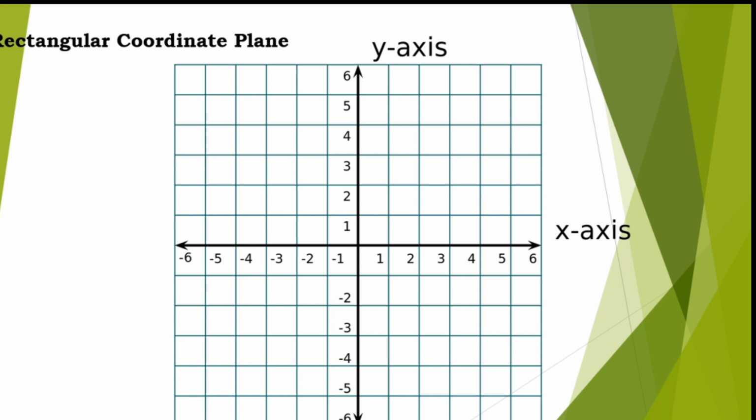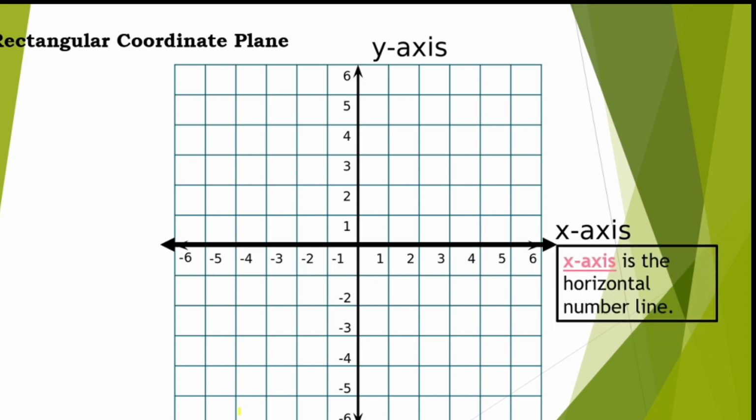We have here the rectangular coordinate plane. As you can see, we have the x-axis and the y-axis. So what do you mean by x-axis? The x-axis is the horizontal number line. So as you can see here, this is what we call the x-axis. And from the center, going to the right, we have the positive integers, while from the center, going to the left, we have the negative integers.